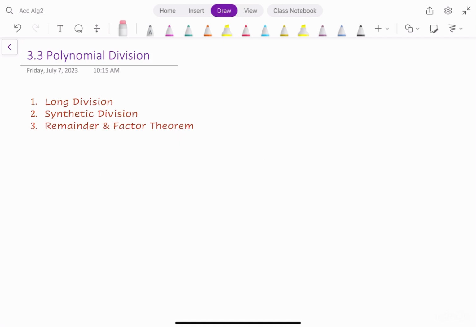Welcome back. Today we will be talking about Unit 3.3 Polynomial Division, and we will be talking about long division, synthetic division, and the remainder and factor theorem.